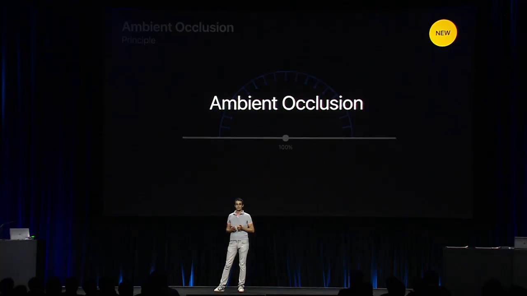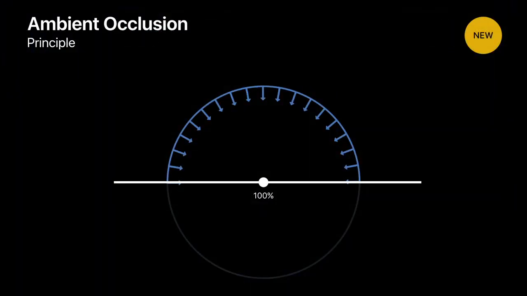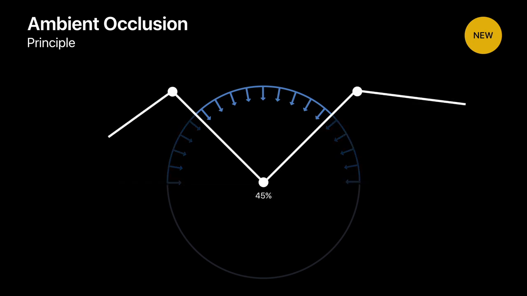One more effect provided by SCNCamera is now the ambient occlusion. The principle of ambient occlusion is simple. The idea is that a point on a flat surface receives all the environment incoming light, whereas points in cavities will just receive a part of it because some of this light will be occluded by the surface.